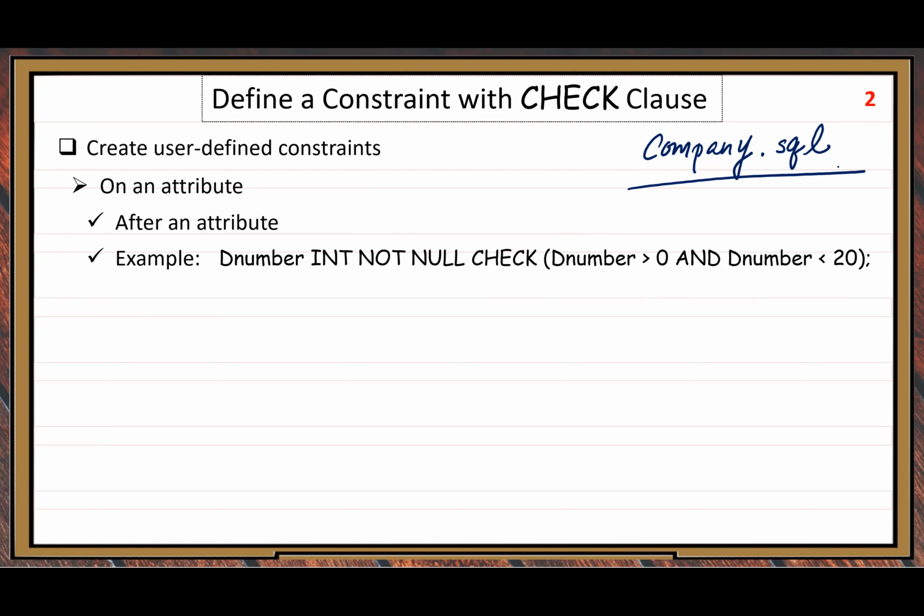You will see, after you define this constraint, later when a user enters any record containing a department number, the DBMS will apply this constraint automatically. So you don't worry. The DBMS will complain if the department number is out of this range. So that's simple. That's the first case.